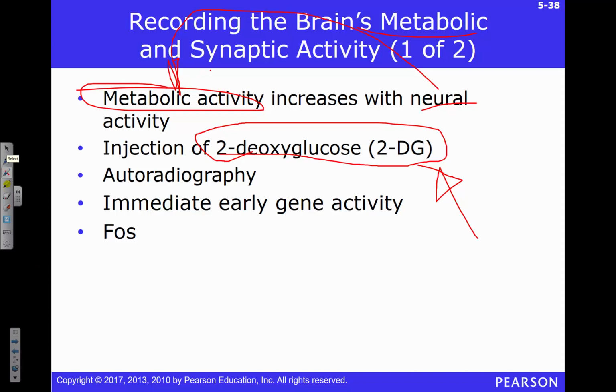So who loves radioactive sugar? Right? You never thought that was going to be the topic of the class, right?